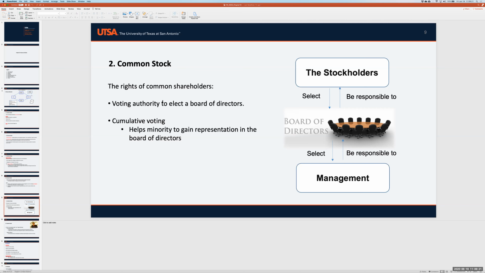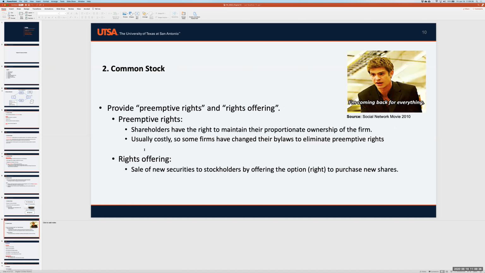And the rights of the common shareholders is the voting authority to elect a board of directors, and cumulative voting helps minority to gain representation in the board of directors. Okay, so common stock provides preemptive rights and rights offerings. What are preemptive rights? Preemptive rights means shareholders have the right to maintain their proportionate ownership of the firm, and it is usually costly. So some firms have changed their bylaws to eliminate preemptive rights.